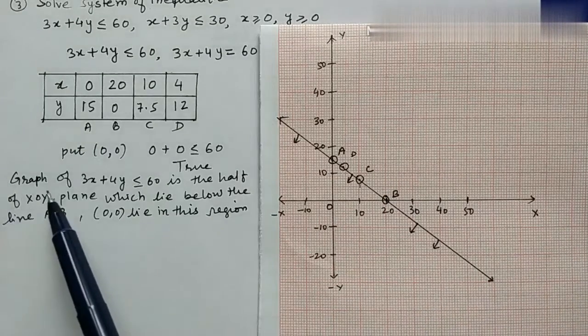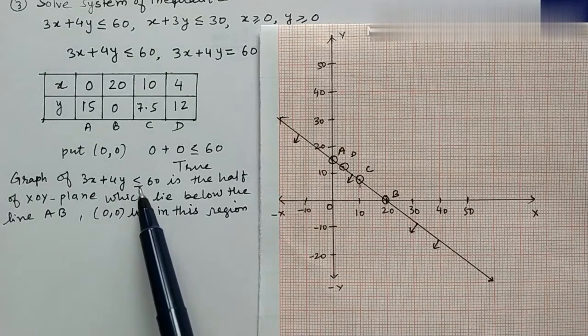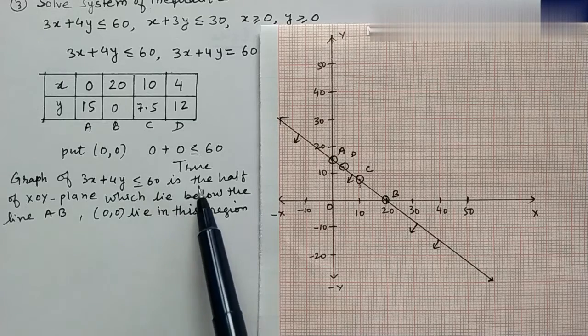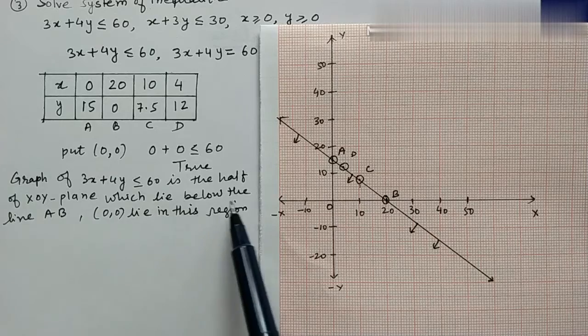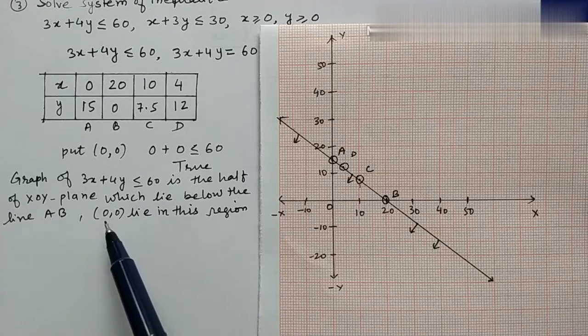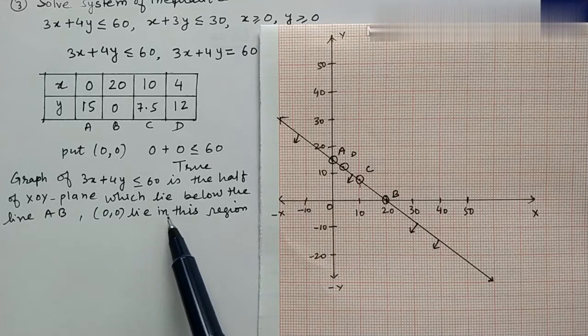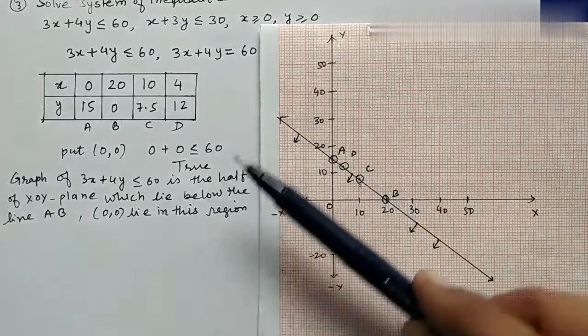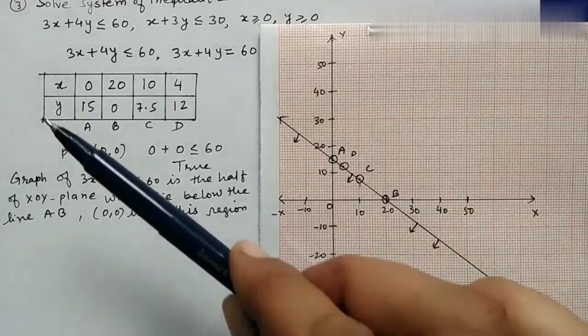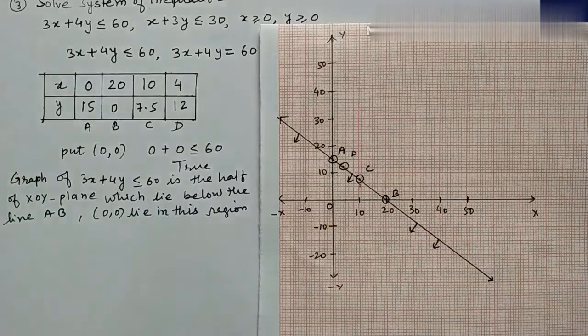Look here. The graph of 3x plus 4y less than or equal to 60 is the half of the xy plane which lies below the line AB, where the point 0, 0 lies in this region. Okay, below the line AB is the solution for the first inequality. Now we will take the second inequality.